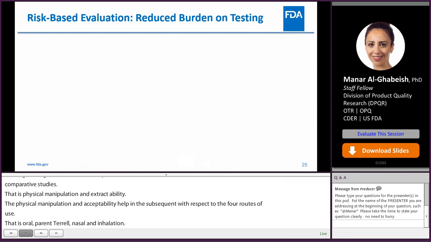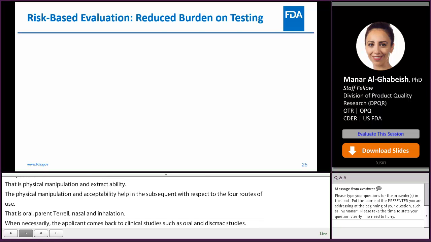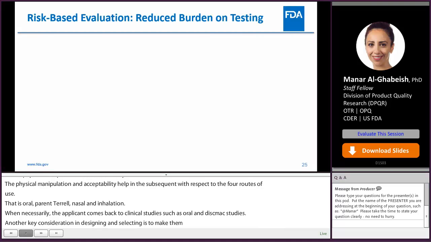Another key consideration in designing and selecting AD method and condition is to make them risk-based. The benefit of that is to reduce burden on testing on the applicant and burden on assessing them without weakening the effectiveness of the evaluation.